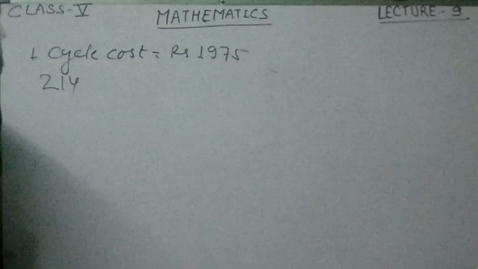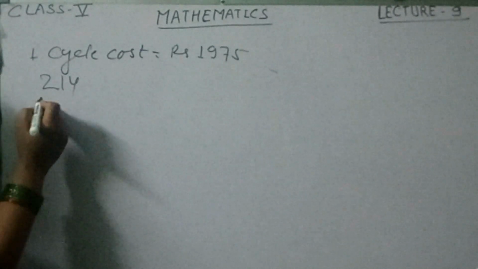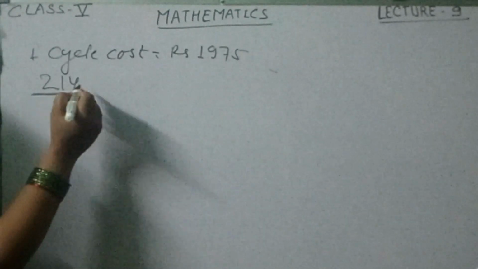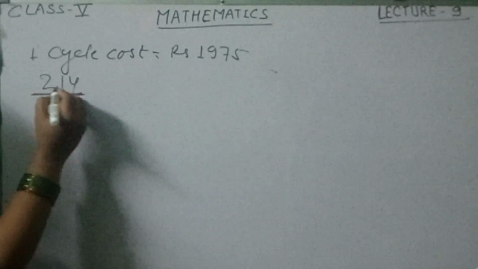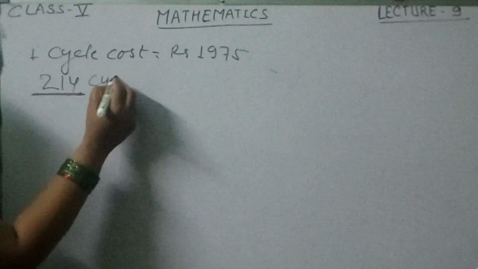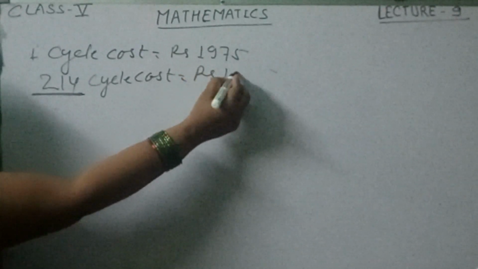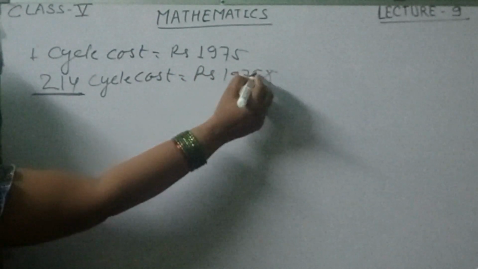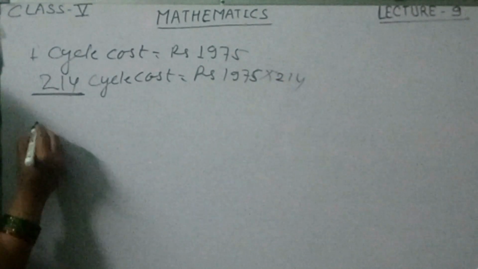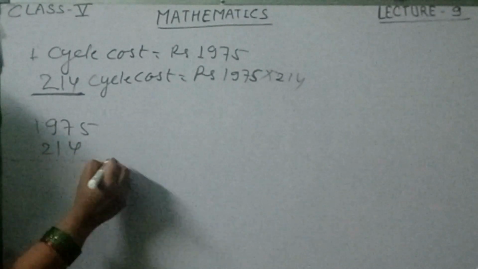And each girl gets a cycle. Means how many cycles are needed? The total girls is 214, so 214 cycles are needed. Then you have to write the cost of one cycle. Then the cost of 214 cycles is, as I told you, you have to multiply the numbers together. Multiply 1975 by 214. On the side you have to multiply this number, in the rough work; no need to show it there.